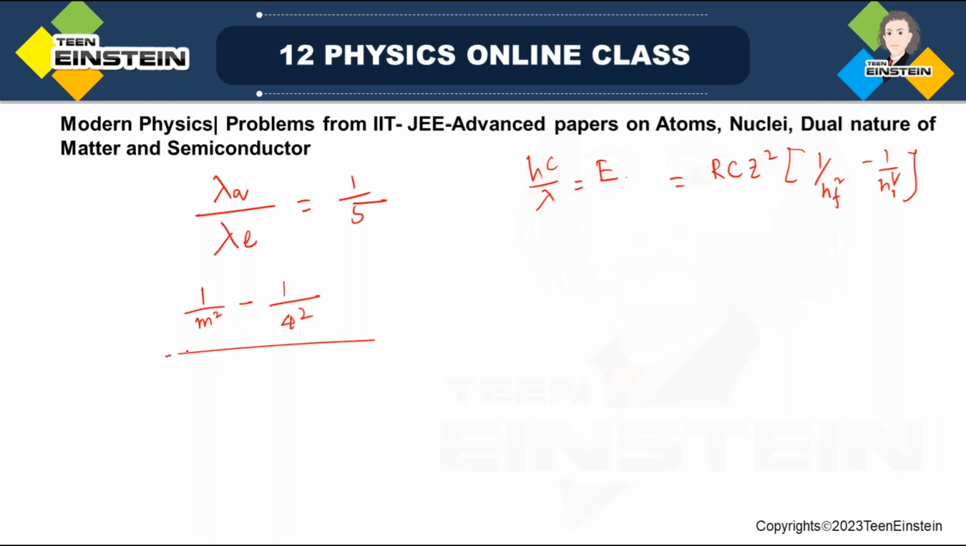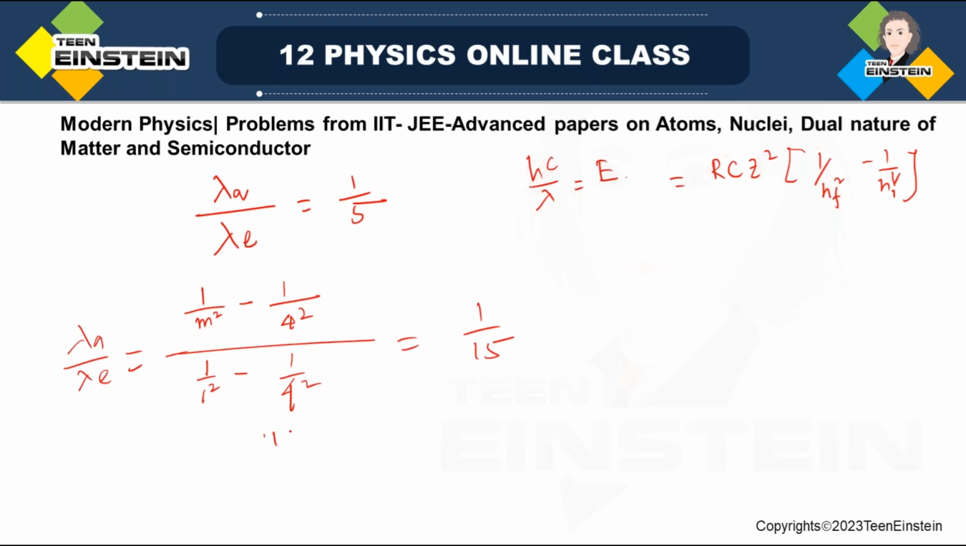Okay, lambda e means 1 over lambda e here, that means it will be coming here. So this is again 1 over 1 square minus 1 over 4 square. So I hope you have understood this, because this is in case of absorption, this is the case for emission. So this is lambda a by lambda e, which is given as 1 over 5. Now it will be easier to do the calculation.